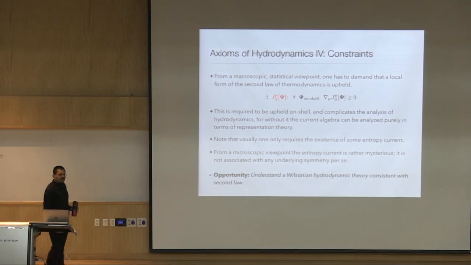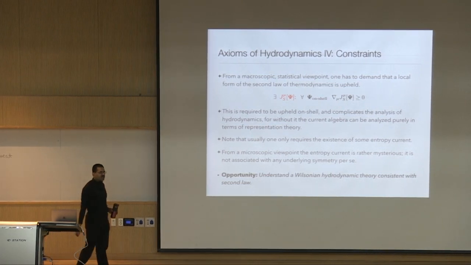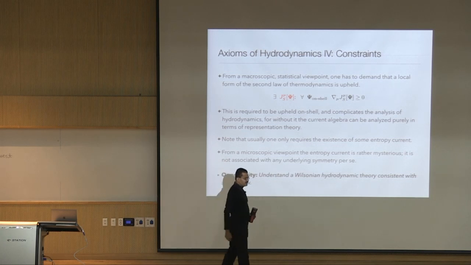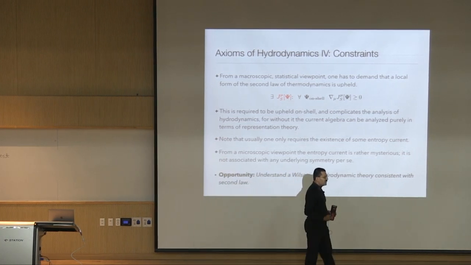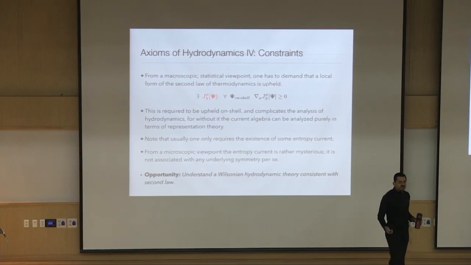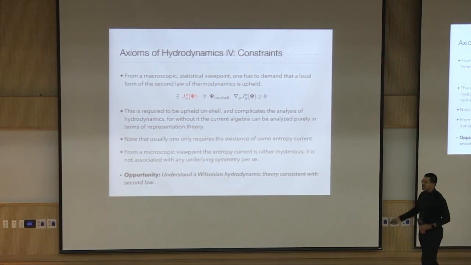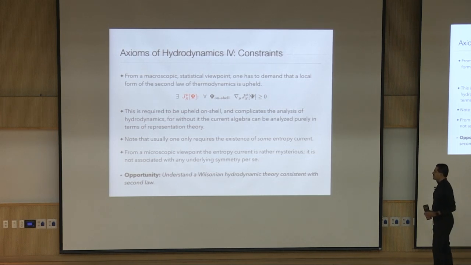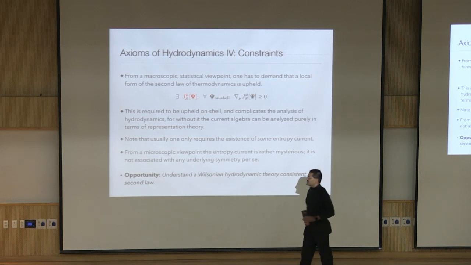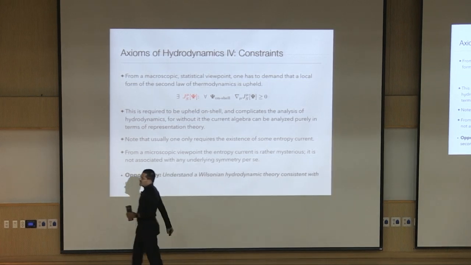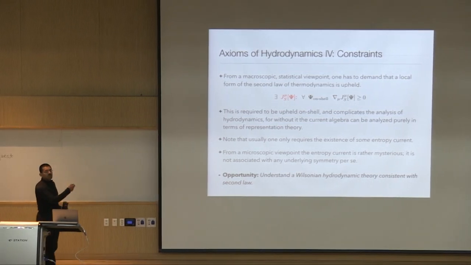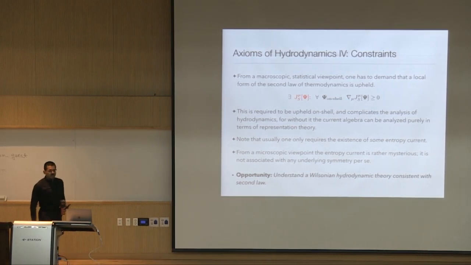Okay? So this, at least for us, was an important challenge, because here's an example of something where the Wilsonian paradigm would not work. The Wilsonian paradigm does some coarse graining, but doesn't generate entropy in the standard way of thinking about it. So how do you understand Wilsonian hydrodynamic theory consistent with the second law? And that's roughly what drove us and other people to construct these effective field theories of hydrodynamics. Okay?